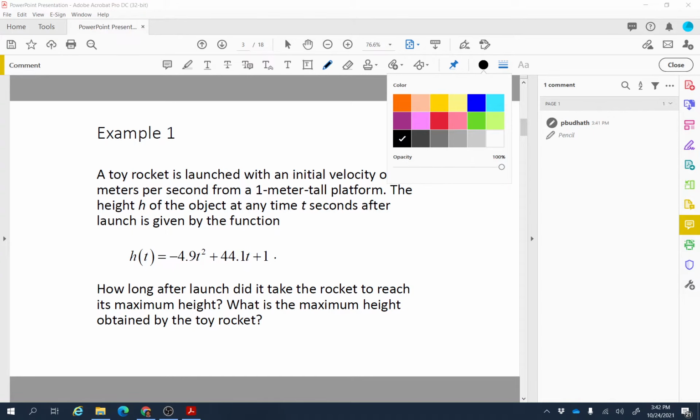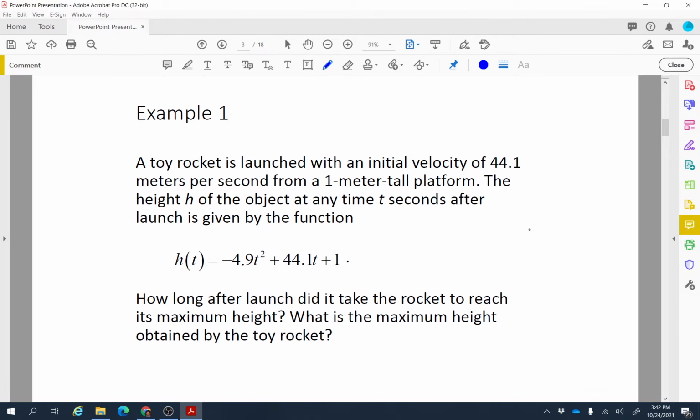So think about this. You have a toy rocket and it's launched from 1 meter height. So this is the path, which is the height of the rocket from the ground. Let's say this is the ground and this is the height of the rocket, and this height can be modeled by this quadratic function. And we would like to find out at what time the rocket will be at maximum height.